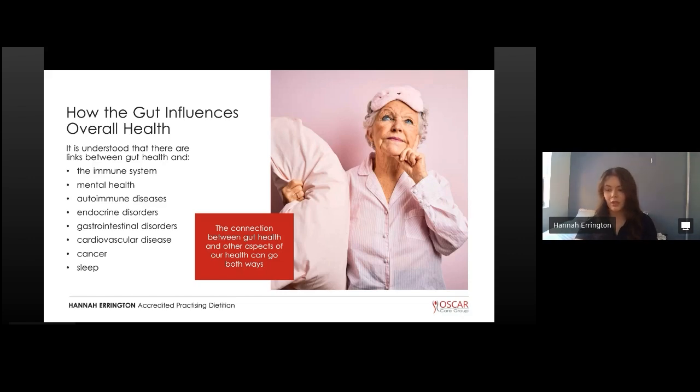Research into how the gut influences our health is a really growing area at the moment, but we know that there are links between the health status of our gut and our immune system, our mental health, the prevalence of autoimmune diseases, the prevalence of endocrine disorders such as type 2 diabetes, gastrointestinal disorders such as irritable bowel syndrome, cardiovascular diseases, some types of cancer, and our sleep quality.